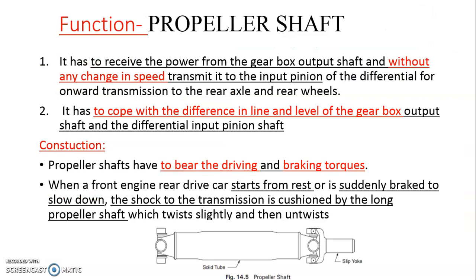Now, what is the function of the propeller shaft? The most important function is to receive power from the gearbox output shaft and, without any change in speed, transmit it to the input pinion of the differential. It must also cope with the difference in line and level of the gearbox output shaft and the differential input pinion shaft, because when the vehicle is moving there is movement of the differential or rear axle, while the position of the gearbox output shaft and the differential input shaft is fixed. Only the length and angle of the propeller shaft can change, and this is achieved with the help of the slip joint and universal joint.